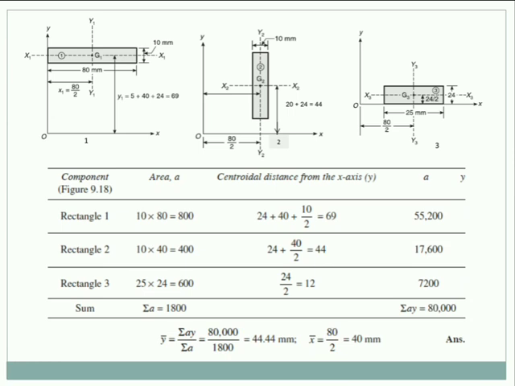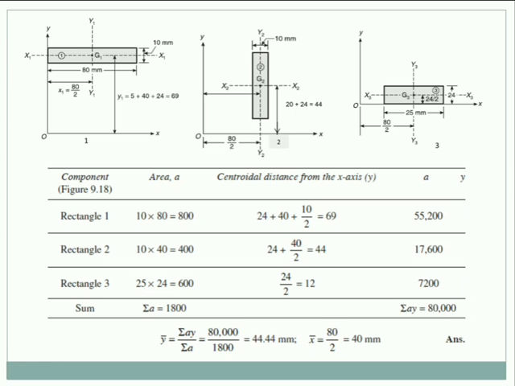Similarly rectangle 2, 10 into 40 is the area. Then next we obtain y2 and then get A into Y. Then third rectangle, it is 25 by 24. So directly y3 is 24 by 2 and obtain AY. Then we get all the summations. Y bar is equal to summation AY upon summation A, which comes out to be 44.44, and X bar we get directly as 40. So our centroidal coordinates X bar comma Y bar are 40 comma 44.44.